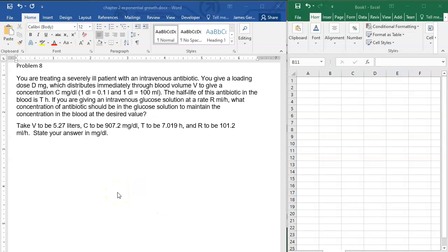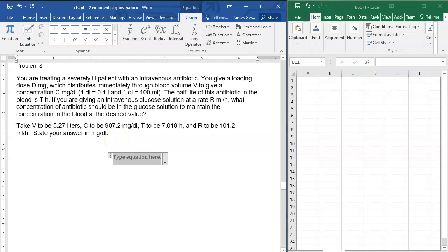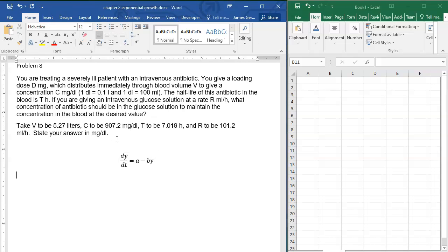Okay, problem 8 is a decay plus a constant rate problem. It's section 2.8 of your text, equation 2.25. And so let's look at what 2.25 is. dy/dt is some rate a minus by, pardon me.